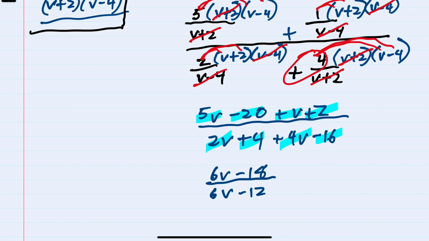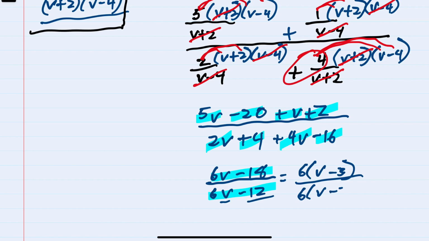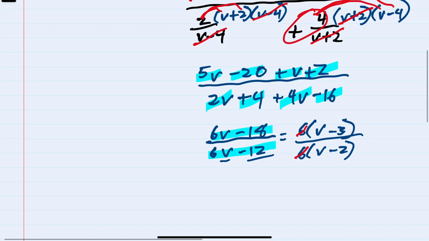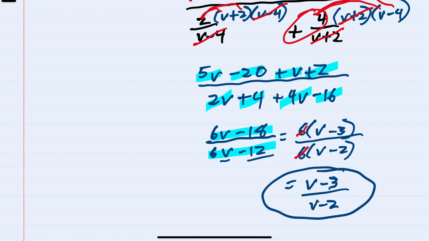And our last step for simplifying fractions is to see if there are any factors in the numerator and denominator that cancel. And to do so, I can factor out a 6 from the numerator, leaving me with v in the first term and a minus 3 from the 18. In this denominator, I can also factor out a 6, leaving me with a v in the first term and a minus 2 in the second term. These 6's now cancel. And so with all of that canceling, we have a v minus 3 in the numerator and a v minus 2 in the denominator when simplified as much as possible.